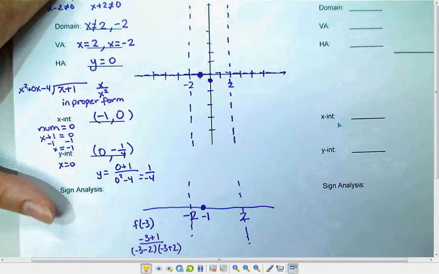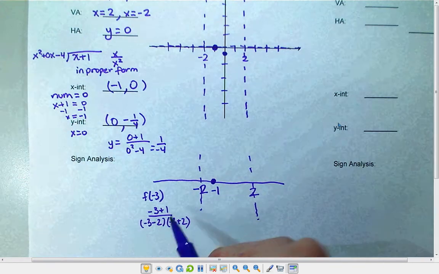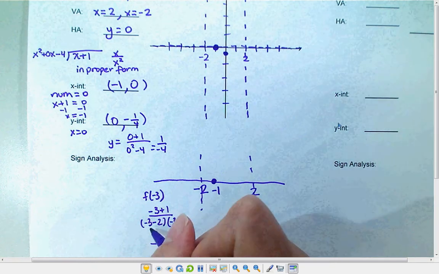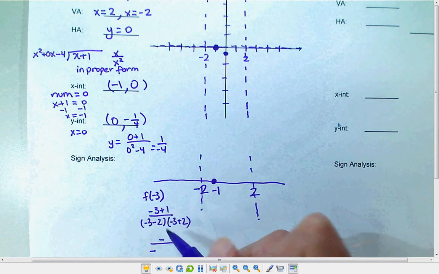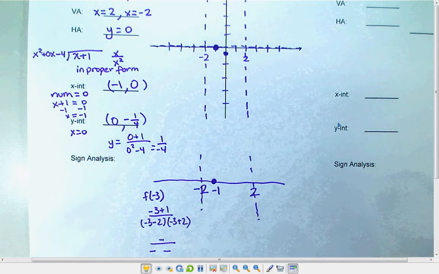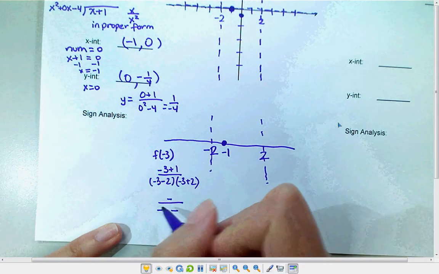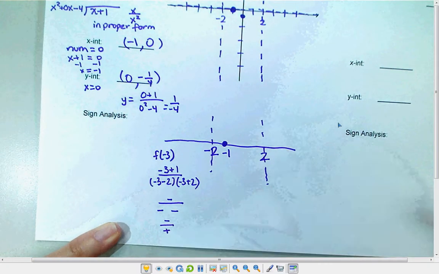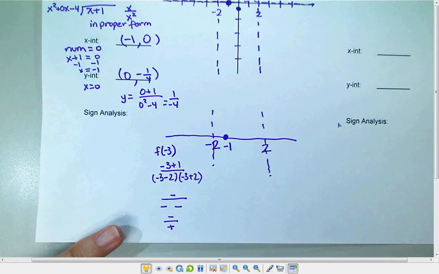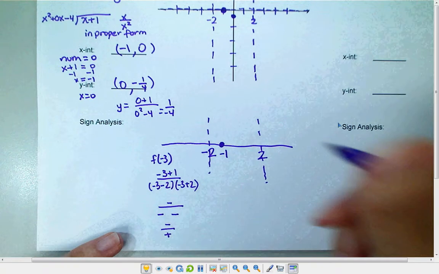And I'm trying to figure out, is it positive or negative? Negative 3 plus 1 is negative. Negative 3 minus 2 is also negative. Negative 3 plus 2 is negative. So this is negative divided by a negative times a negative. We know negative times a negative is actually a positive. So this is a negative divided by a positive, which leaves us with a negative.